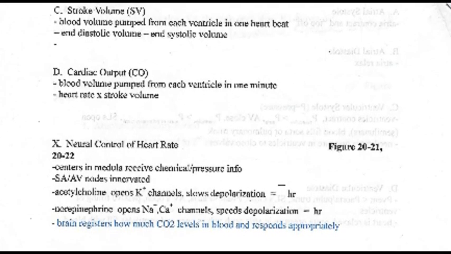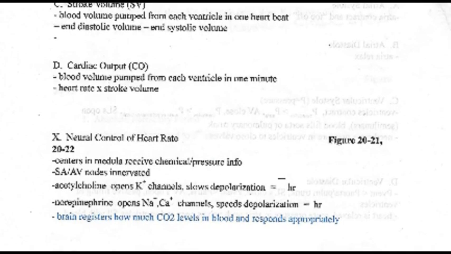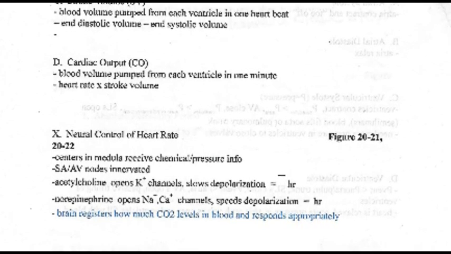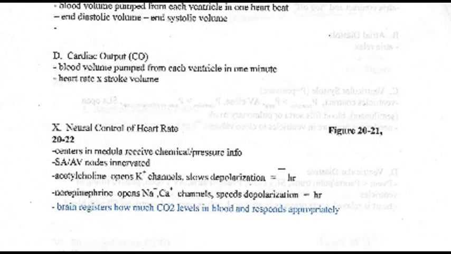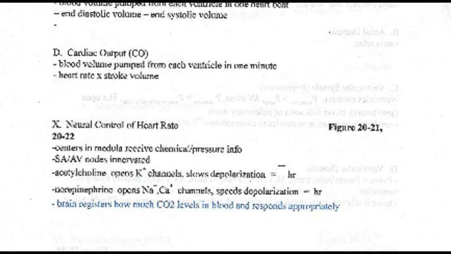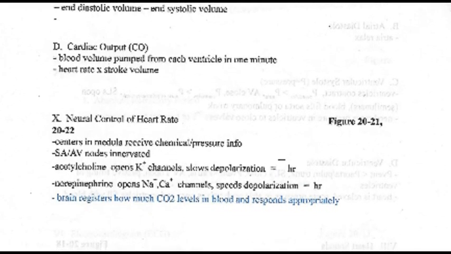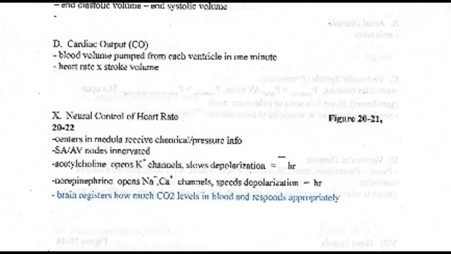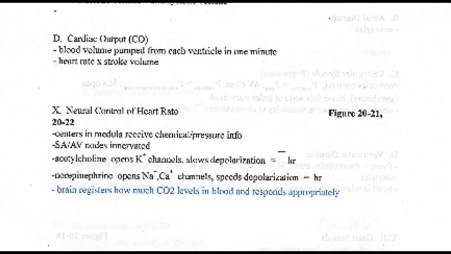Neural control of heart rate. Centers in the medulla receive chemical and pressure information. The SA and the AV nodes are innervated. Acetylcholine opens potassium channels. This slows the depolarization. Norepinephrine opens sodium and calcium channels.